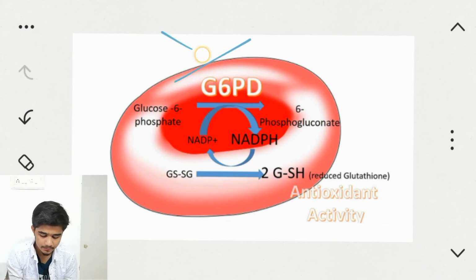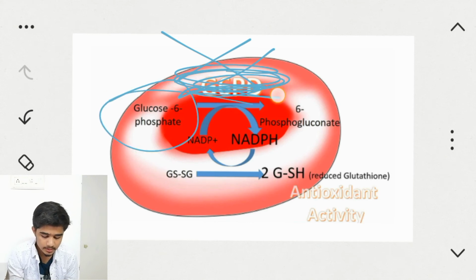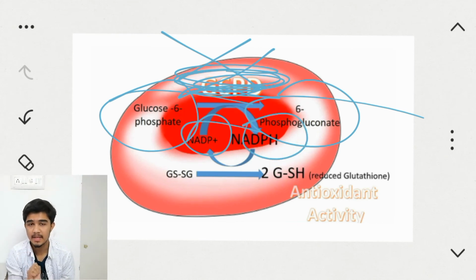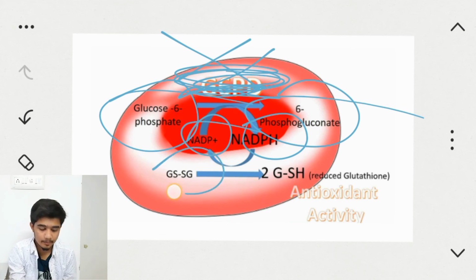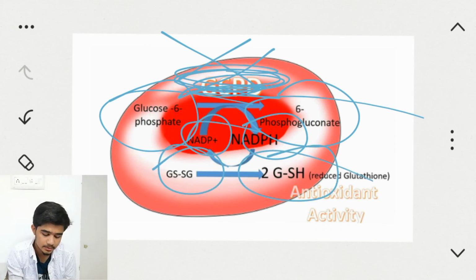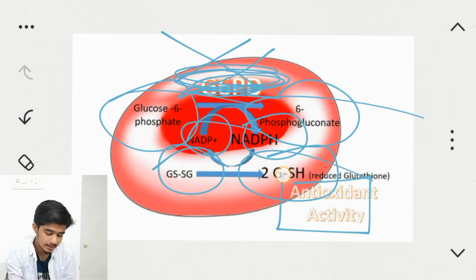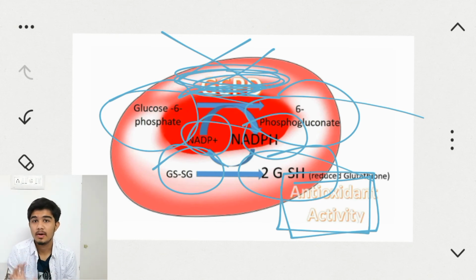Now what happens if G6PD is not in our body? Glucose 6-phosphate is not converted into 6-phosphogluconate, so NADP plus is not converted into NADPH. If NADPH is not in our body, glutathione disulfide is not converted into glutathione, and glutathione can't perform its antioxidant function. This leads to oxidative stress in our body, and whenever there is oxidative stress, G6PD deficiency manifests.